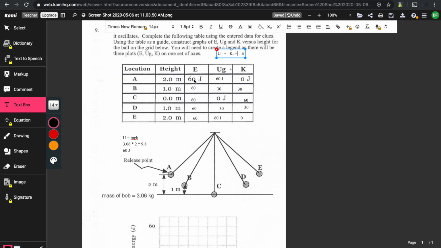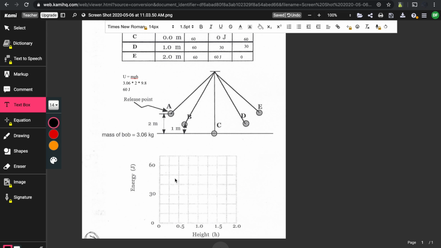But if the energy we start with has to be the energy we end up with, because there is no friction, there is no damping, energy is conserved. Okay? So let's go down here and look at this graph. What's this graph going to be? Well, this is the total energy.